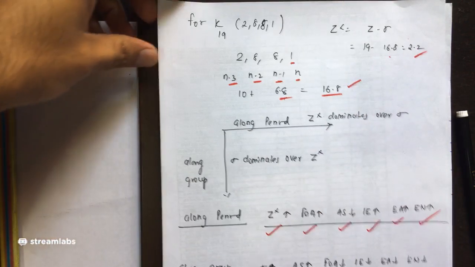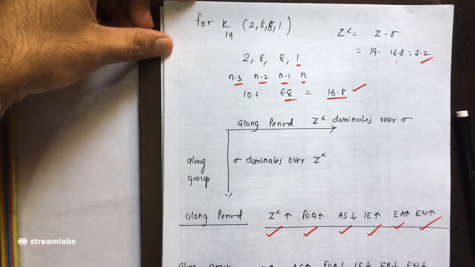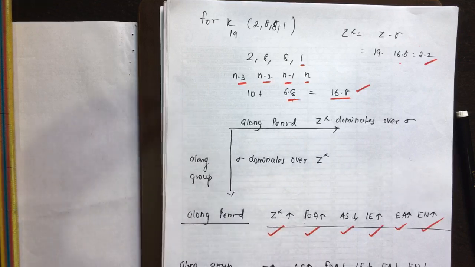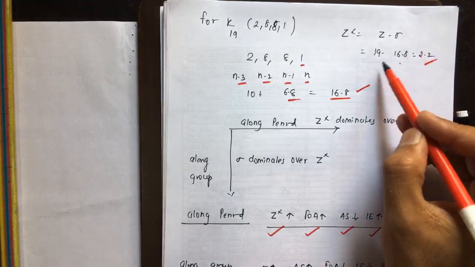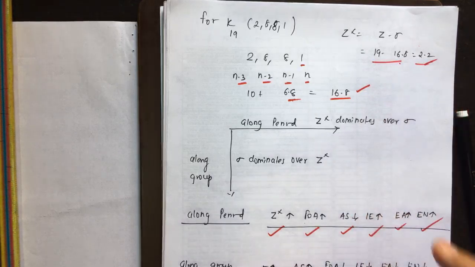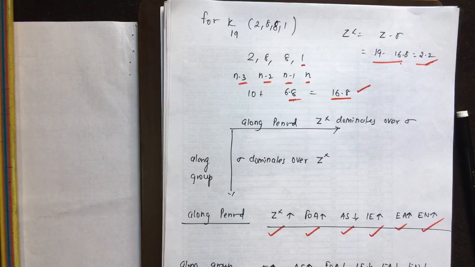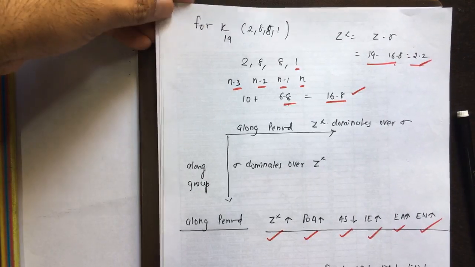If you check the value, 16.8, sigma is a big value. Earlier the sigma came as 8.8. Here it is coming as 16.8. See how much it increased going down the group. So 19 minus 16.8 comes to 2.2. For sodium it was 2.2, for potassium it is 2.2. So while going down the group, the value remains 2.2.